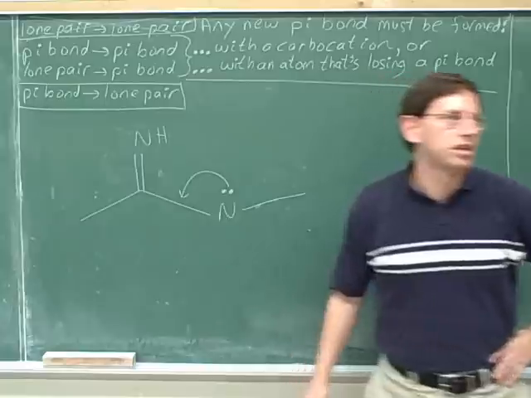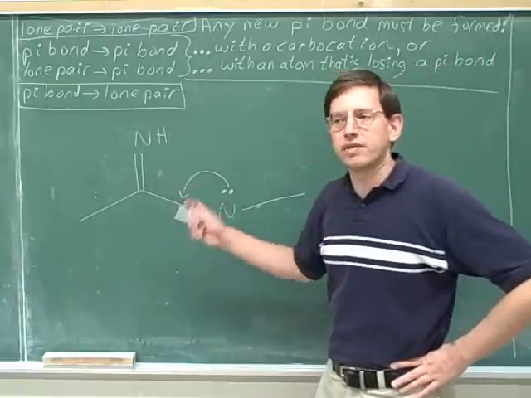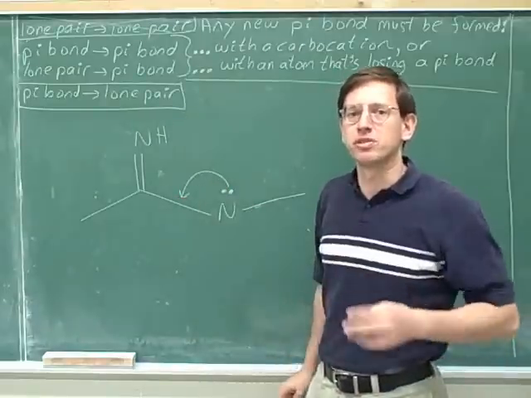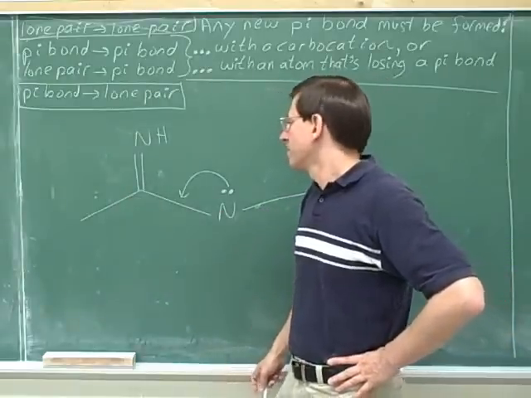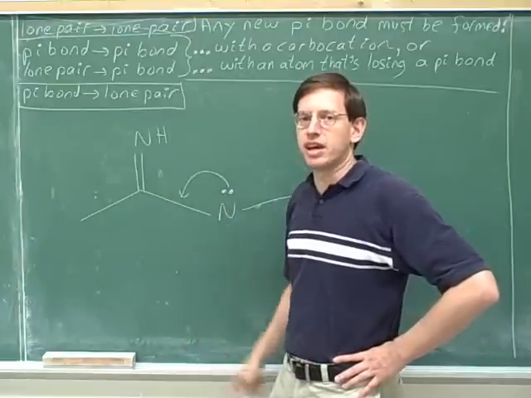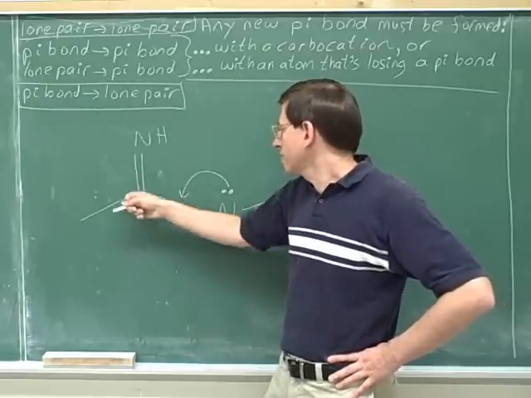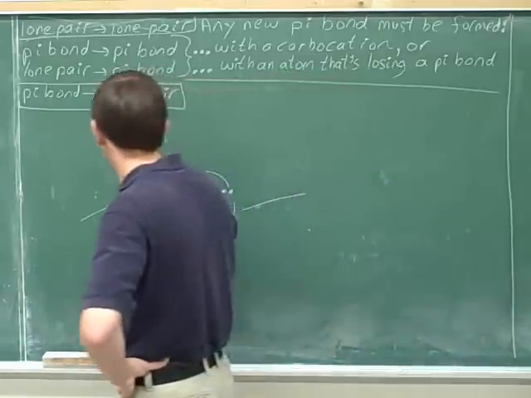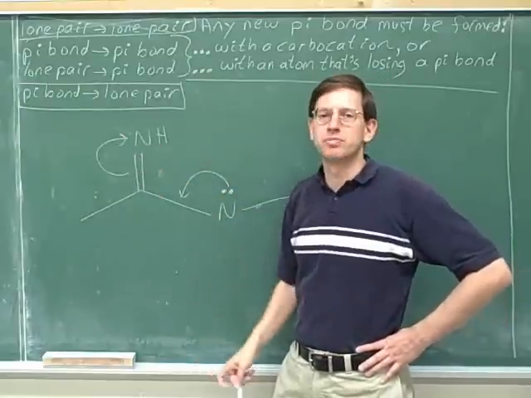Is that a good arrow? Well, by itself, this is not a good arrow. Why not? Well, we're forming a pi bond. We've got to be careful when we're forming a pi bond. We're not forming it with a carbocation, and we're not making any new room on this carbon. So this must be wrong. This would exceed the octet rule. The only way that this can be right is if we make some new room on this carbon. How can we make some room here? Well, we've got to move this pi bond. We've already seen that this is a legal way to move that pi bond, putting it into a lone pair. So that would be fine.